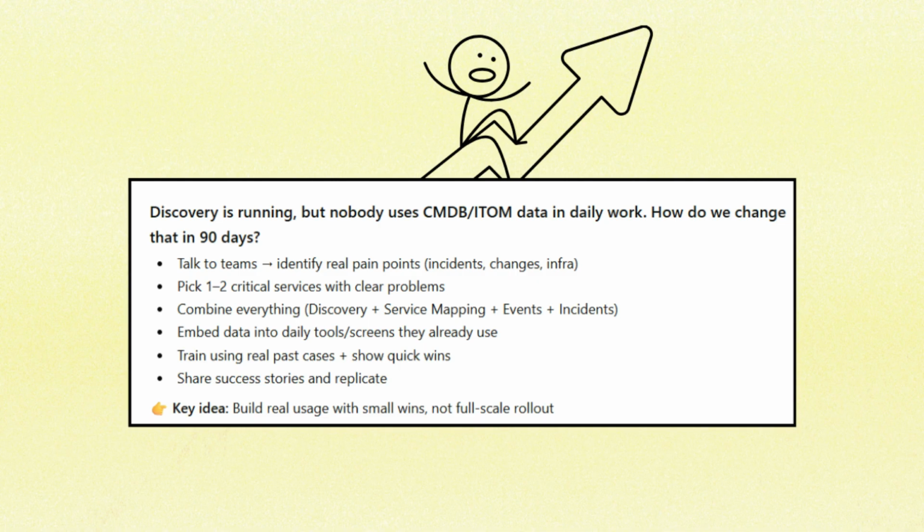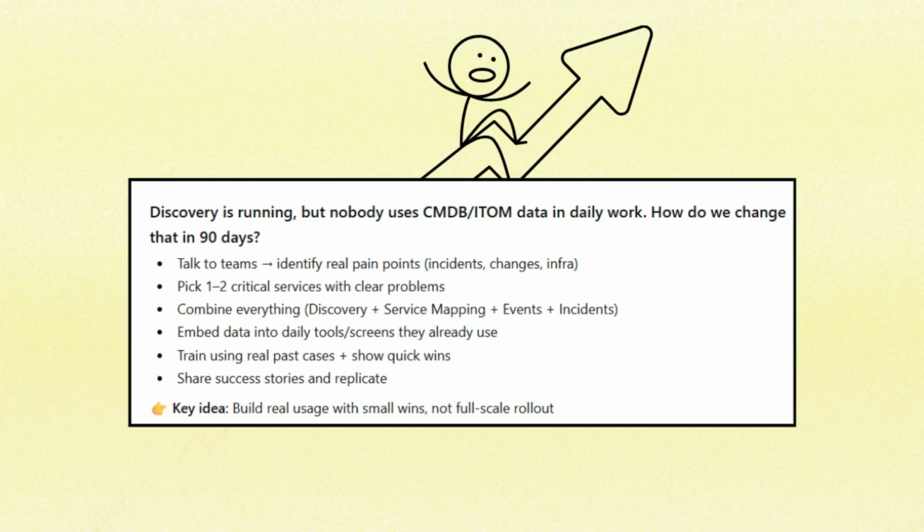And then at the third step, we bring everything together. That is discovery, service mapping, alerts, incidents, and changes around these services and understand the clear picture, the bigger picture, and connect the dots. And then in the fourth step, we embed these views directly into our daily workflows, not separate dashboards. Finally, on the fifth step, we train teams using real past incidents. Finally, we capture the success stories and replicate the same model across other services as well.